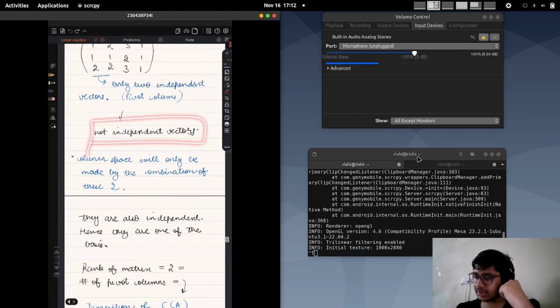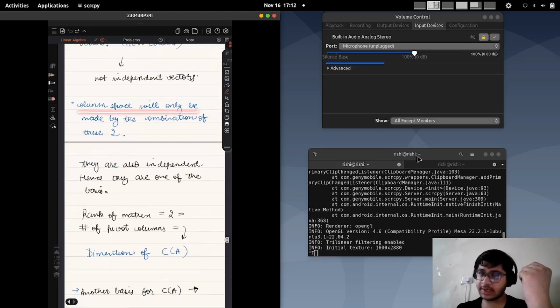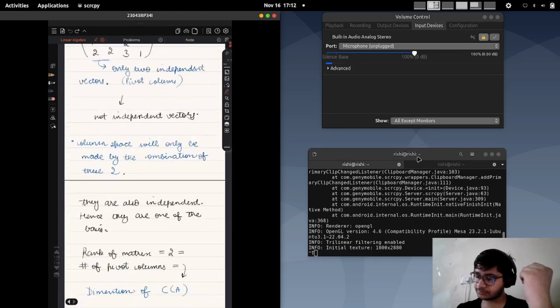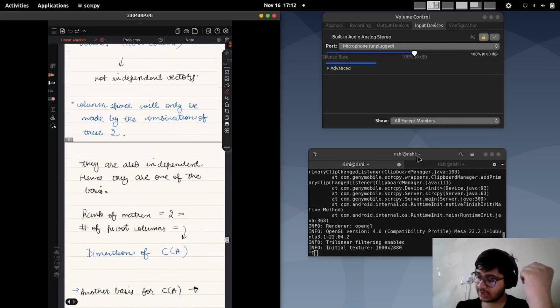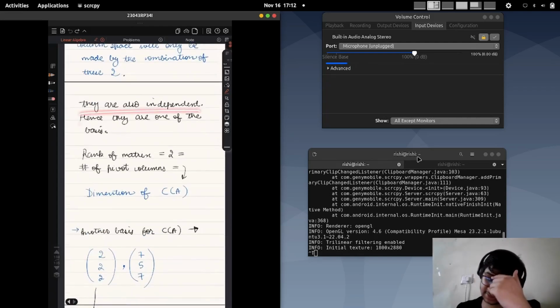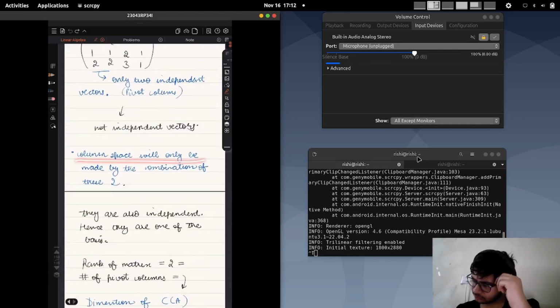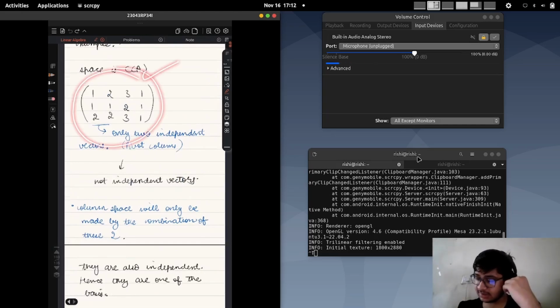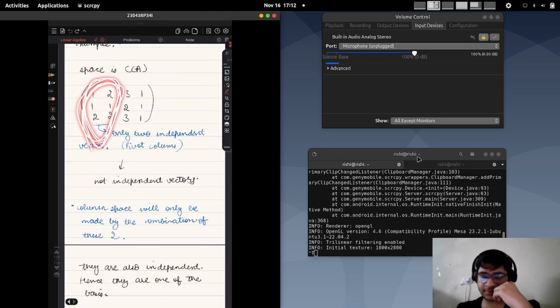So all the vectors are not independent, so this will never form a basis, because that is the first condition of declaring a matrix as a basis. The column space will only be made by the combination of these 2. There are 2 independent vectors, hence they are one of the bases. So the matrix is essentially not a basis, not independent vectors, but for the column space, these 2 vectors span the column space.